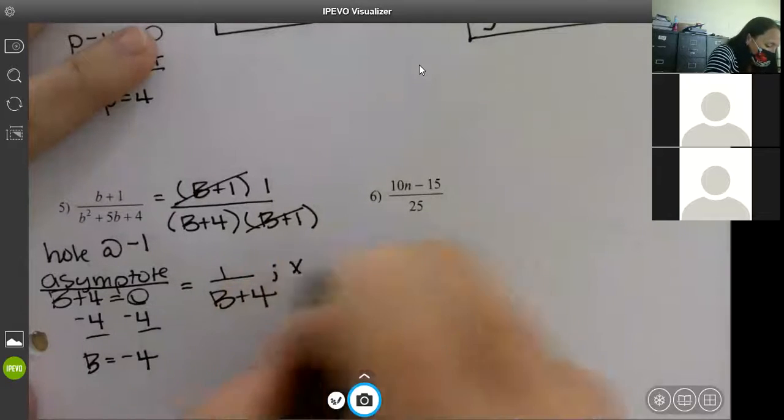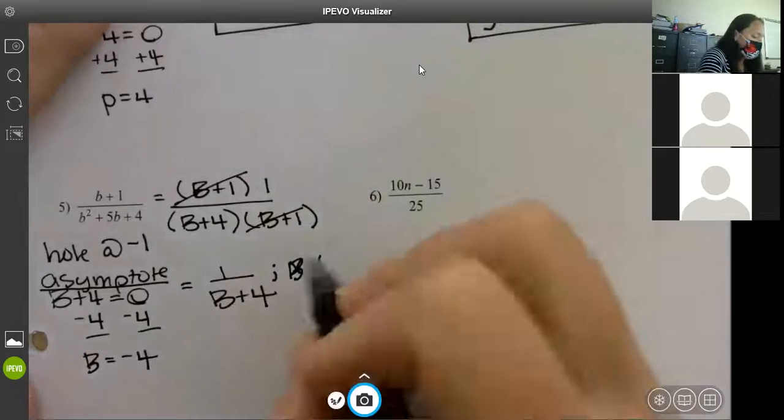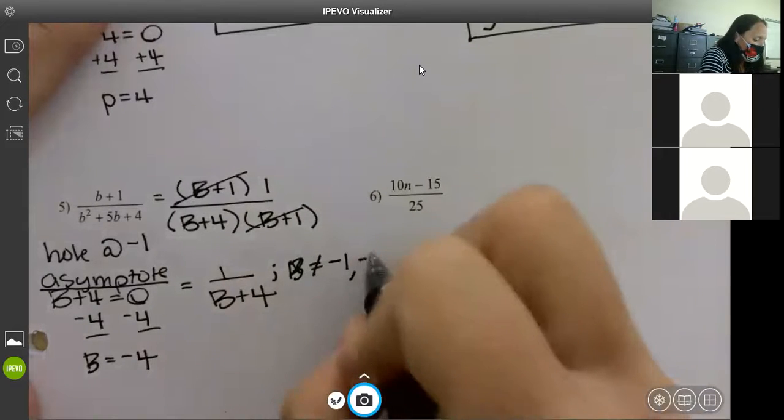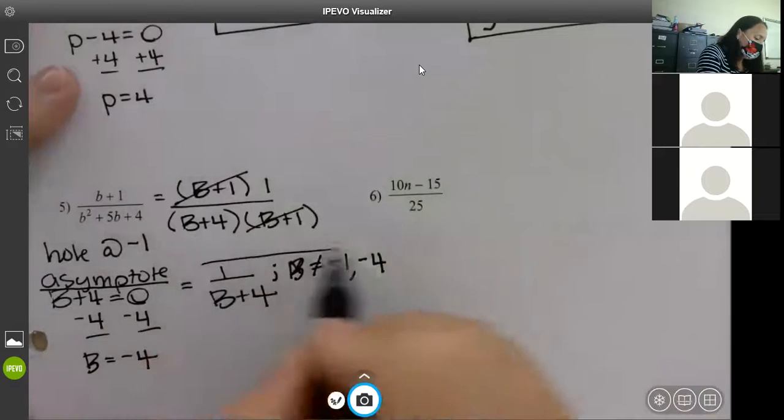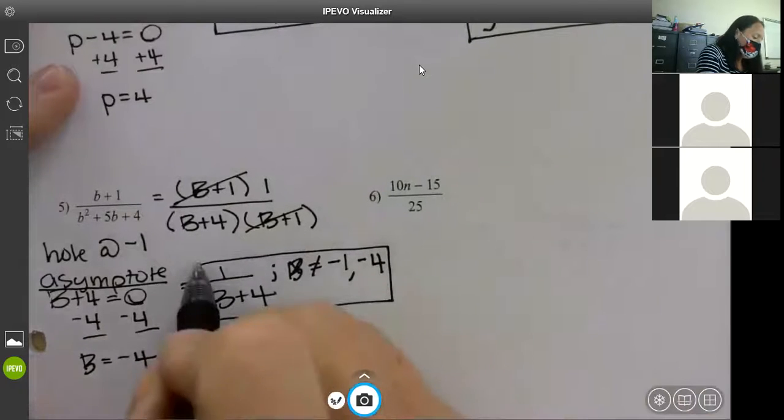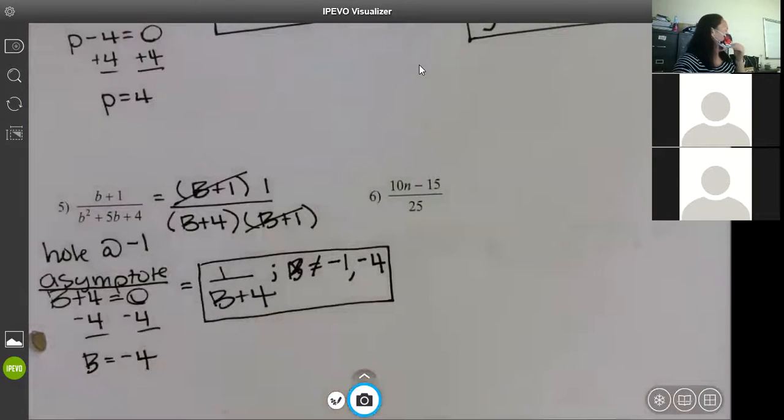But this time I have 2 values. Sorry, that should be a b. That b cannot equal the hole at -1, and it cannot equal -4 because that's a vertical asymptote. If you happen to change these to x's, I won't count off on that at all. I do it all the time, just like I just did. So again, you're looking for 2 things. If you cross it out, it's a hole. If you leave it in the denominator, it's a vertical asymptote.